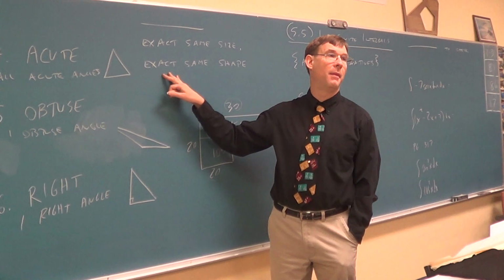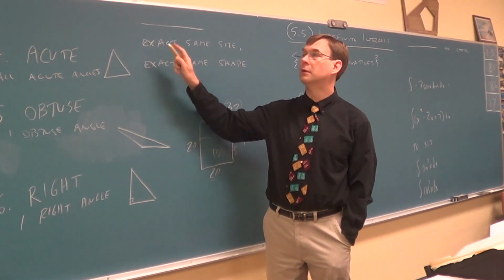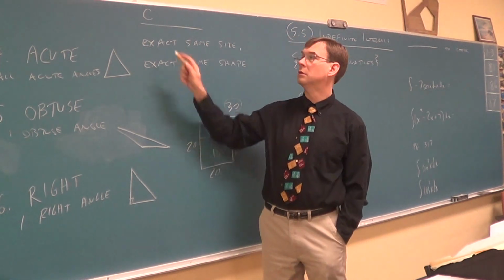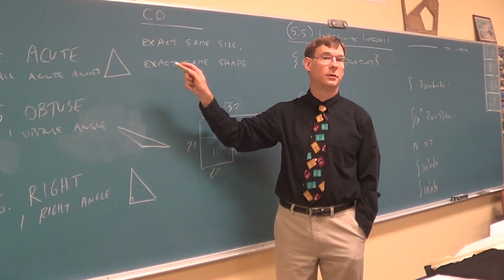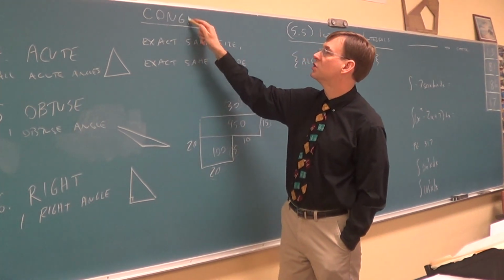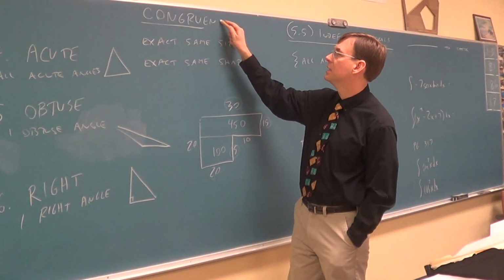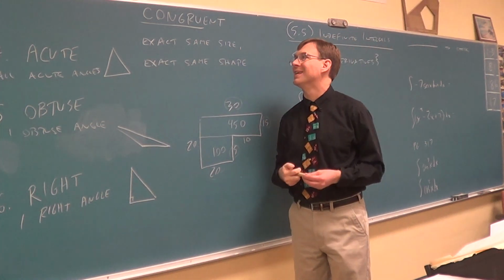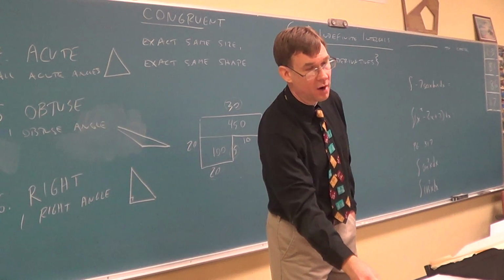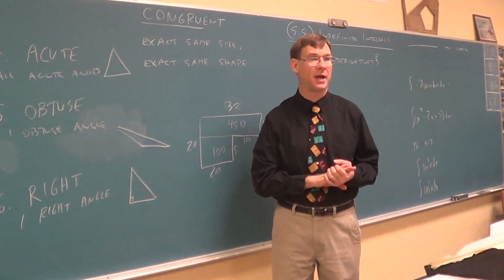Does anybody know that math word? Starts with a C. Congruent. C-O-N-G-R-U-E-N-T. Congruent means things are the exact same size and they're the exact same shape. They're perfect, identical, 100% matched twins.